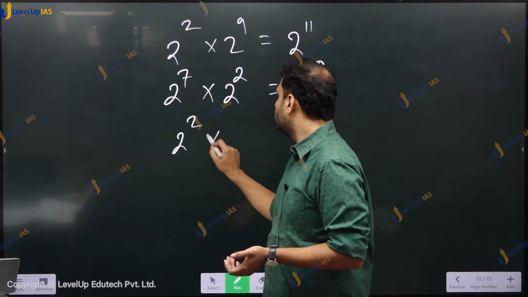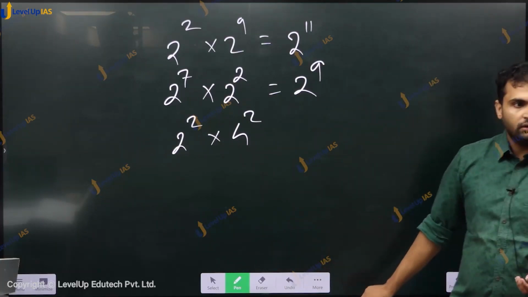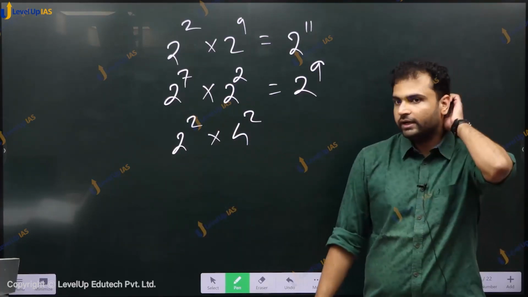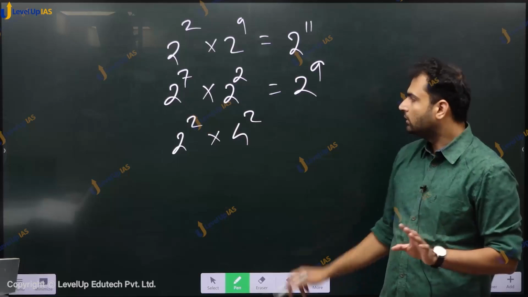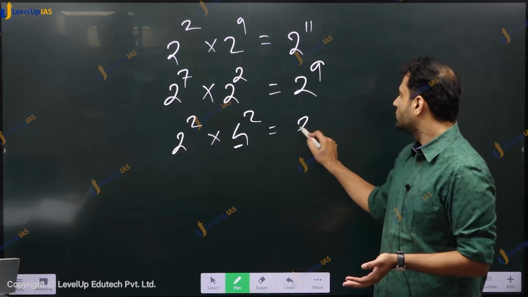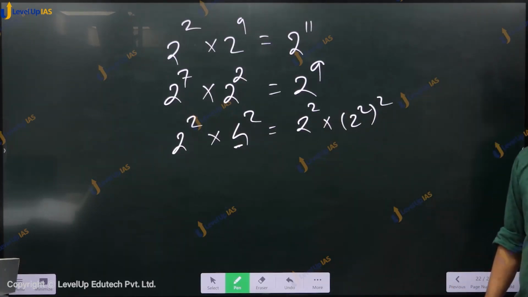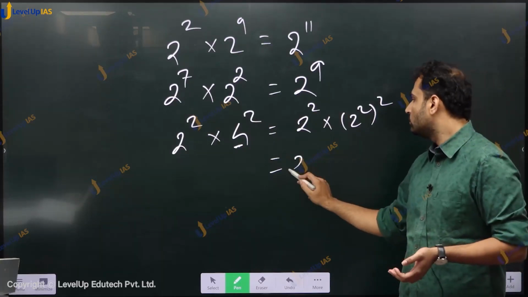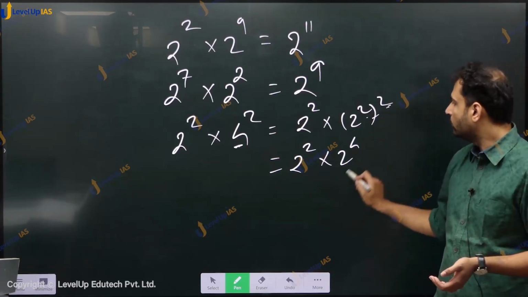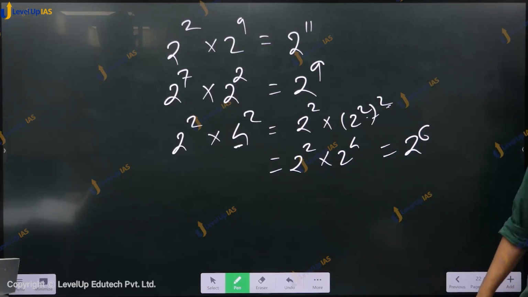Then 2 raised to 2 into 4 raised to 2. Base same नहीं है. So we cannot directly add. For direct addition, base same करना पड़ेगा. But this 4 is nothing but 2 square, that we know. So it is 2 square into 2 square का square. So this is nothing but 2 square into 2 raised to, multiplication होता है 2 into 2, 4. This is 2 raised to 6. ठीक है.